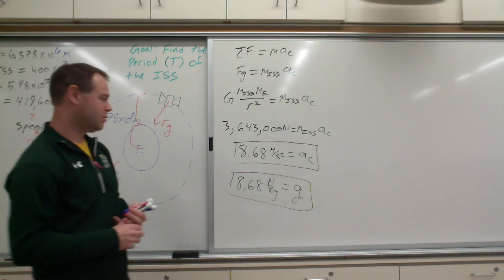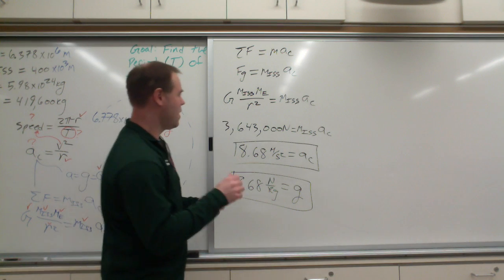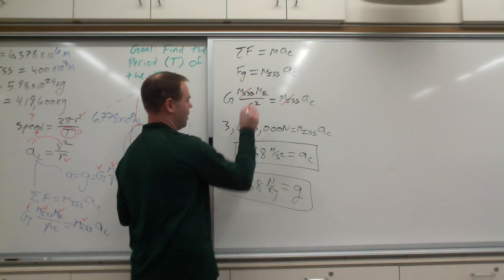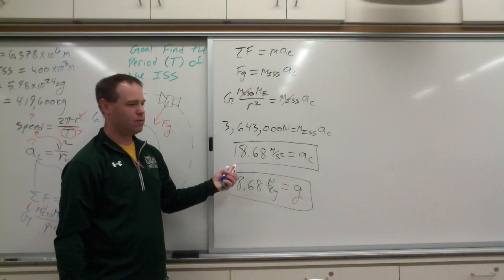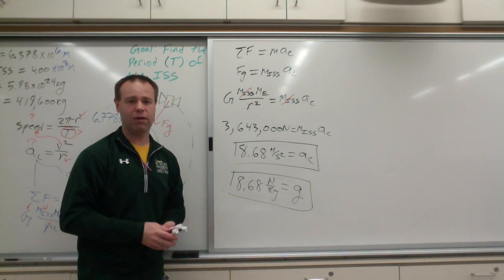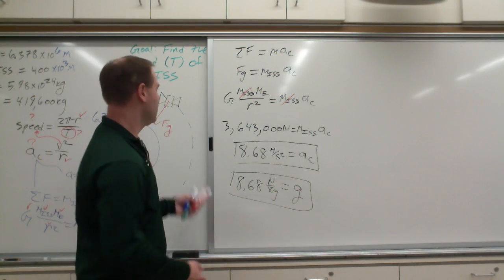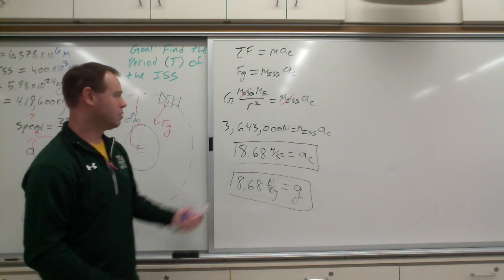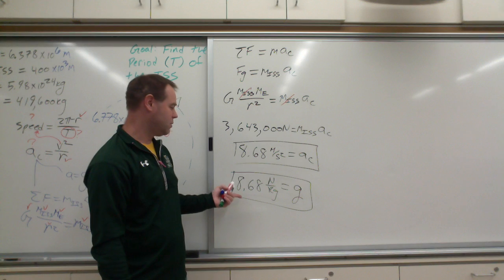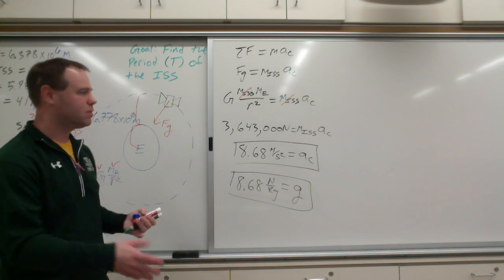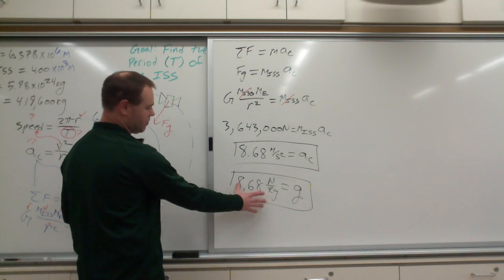Another interesting fact that we could notice is that since mass would cancel out, this is also the acceleration that an astronaut like Sunny Williams might feel in the International Space Station, because we could have put her mass in there and it would have canceled out. And that makes sense also because the mass of the object doesn't matter when we find the gravitational field strength.